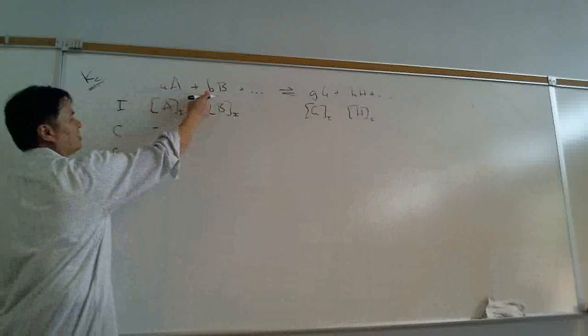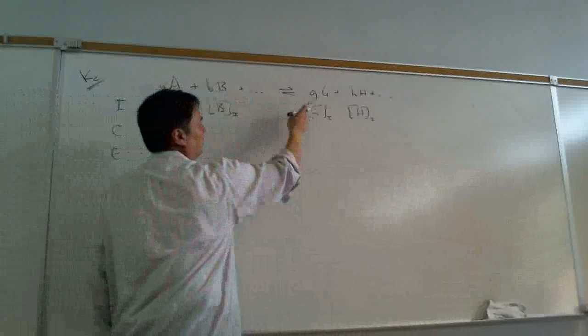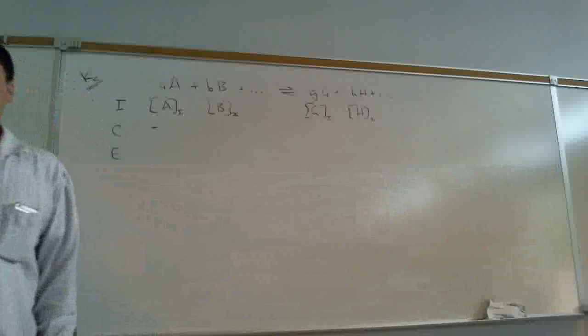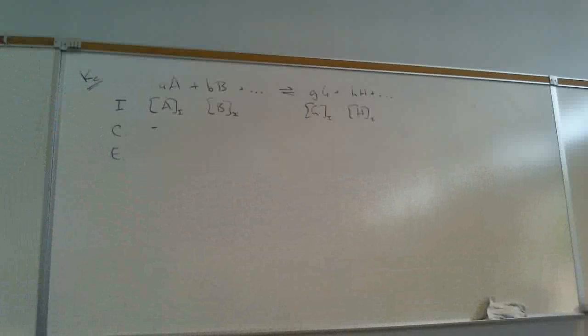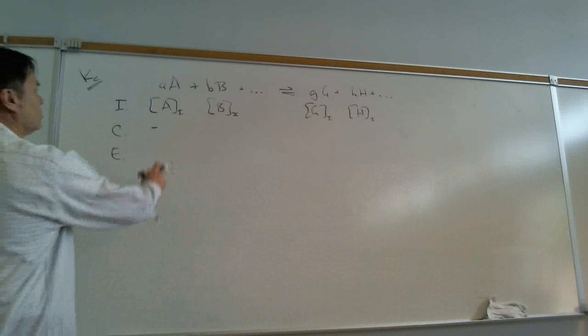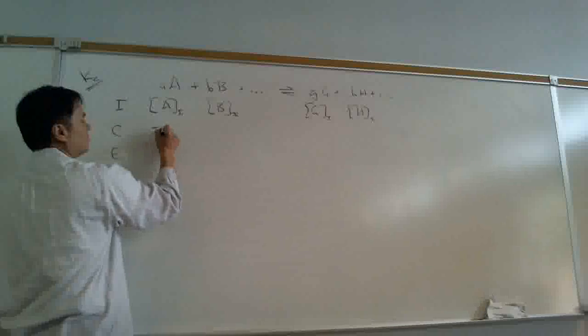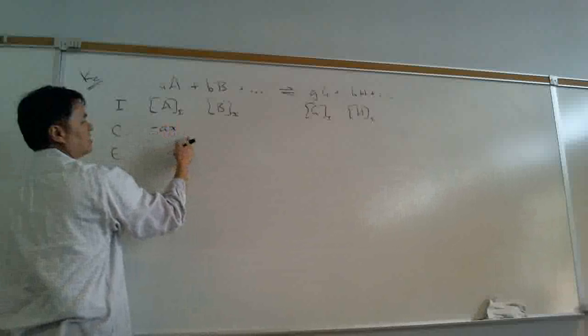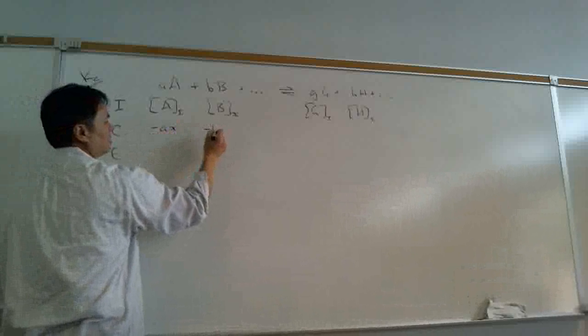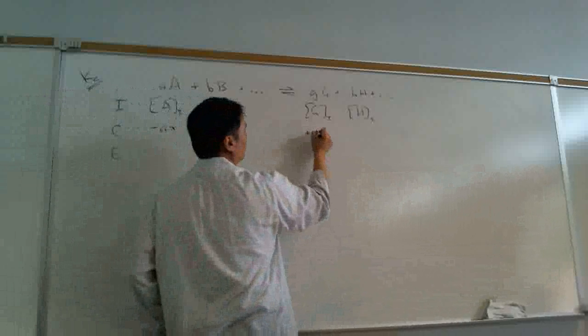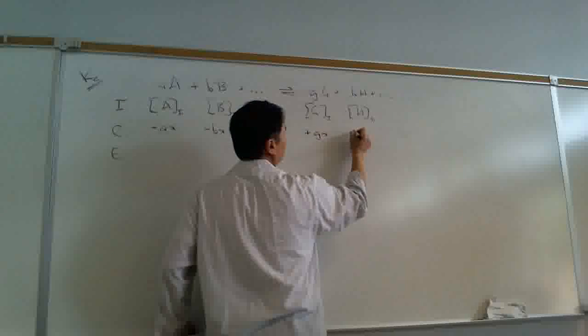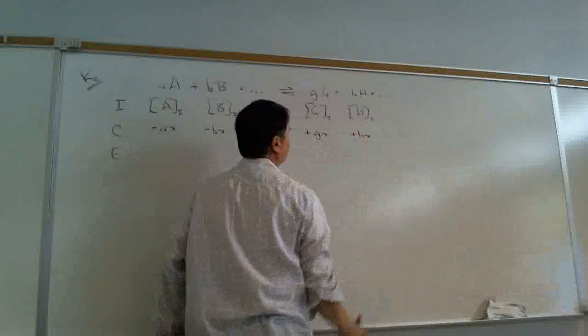But we have to make sure that we obey the conservation of mass. That is, atoms are neither created nor destroyed. And so they have to react in these ratios, the little a, the little b ratio. So we're going to lose minus aX, minus bX. And then over here we'll form plus gX, plus hX.